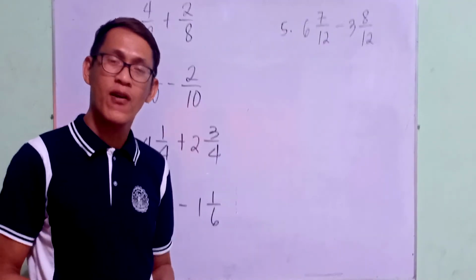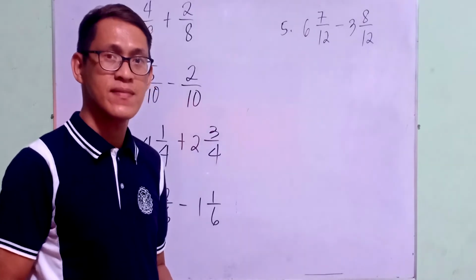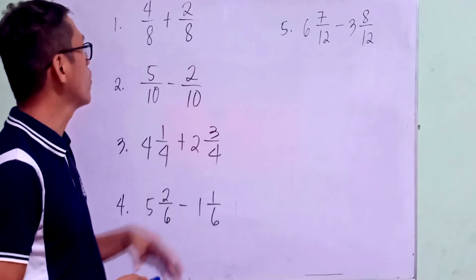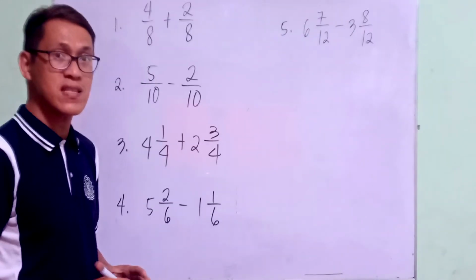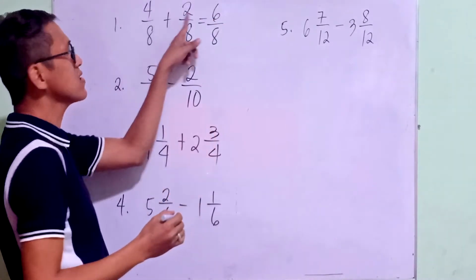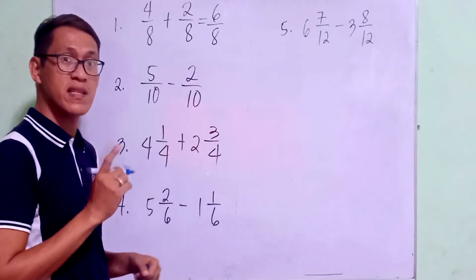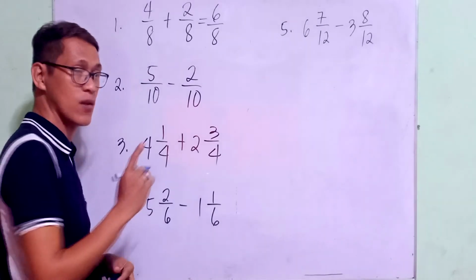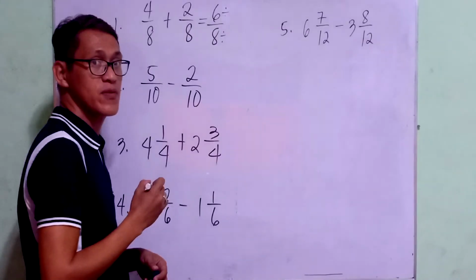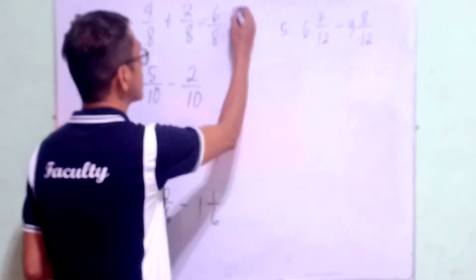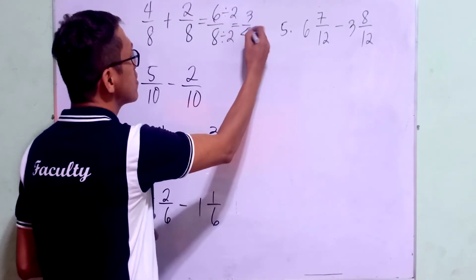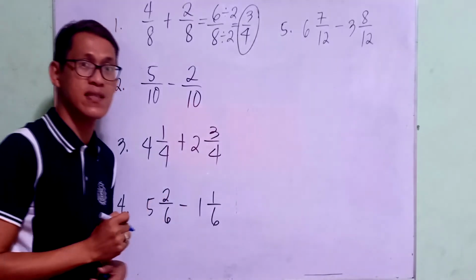Now let's see how far you understood our lesson by answering some exercises here on the board. Let's start with number 1. 4/8 plus 2/8 is, yes, 6/8, because 4 plus 2 is 6, then copy the 8. But 6/8 is not in lowest term, right? So what can we divide? GCF? The GCF of 6 and 8 is 2. So if you divide it by 2, you get 3/4. Okay, so the answer is 3/4.